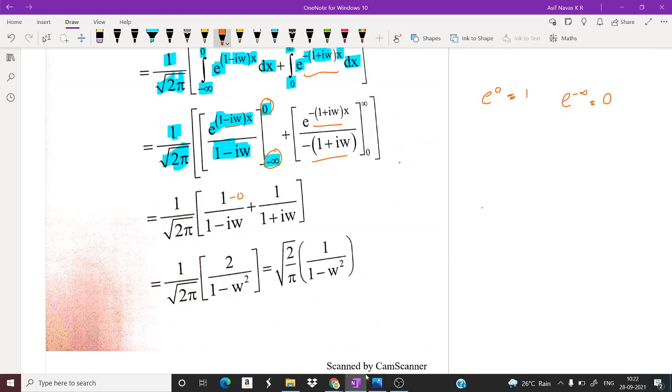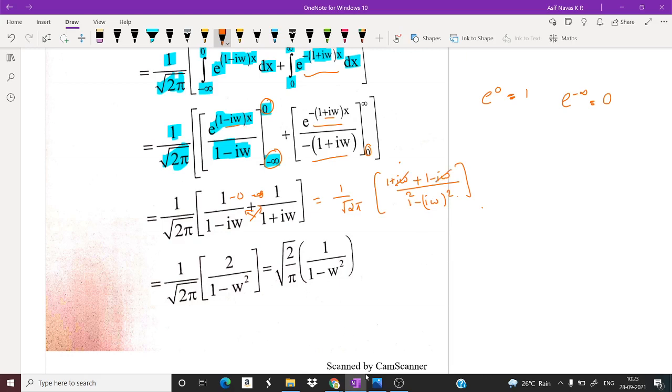Similarly, if I am applying infinity here, e raised to minus (1 plus i omega) infinity, that is minus infinity. So that is 0 minus minus, you will get plus. If I apply the limit 0, you will get 1. So the answer is 1 by root 2 pi. If I cross multiply, (1 plus i omega) plus (1 minus i omega) divided by (1 minus i omega) into (1 plus i omega), that is 1 square minus (i omega) square. So i omega and i omega get cancelled.